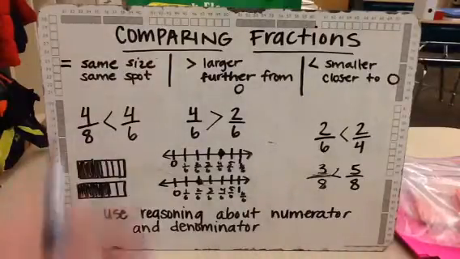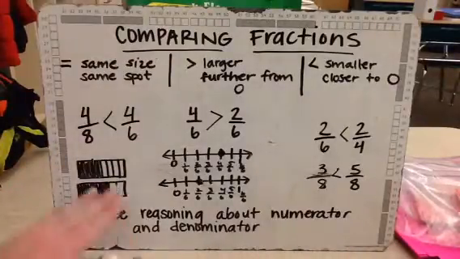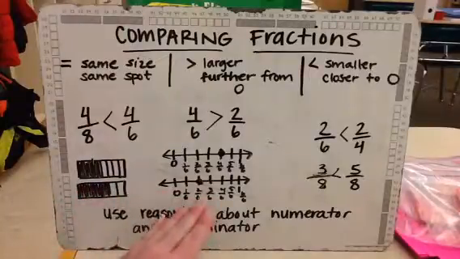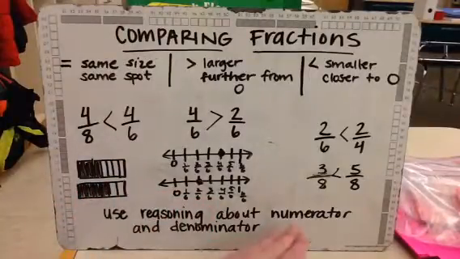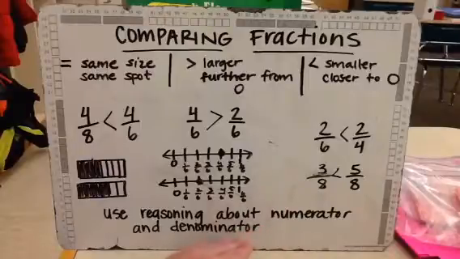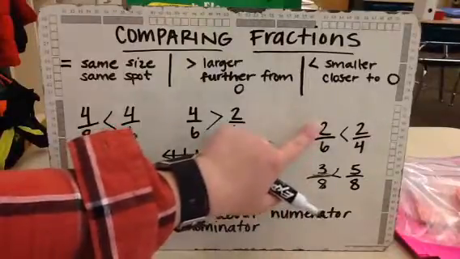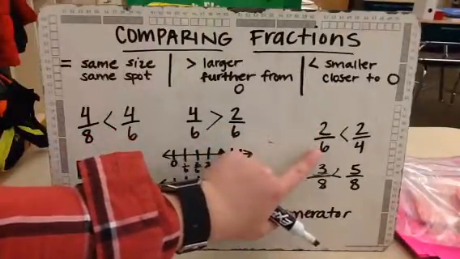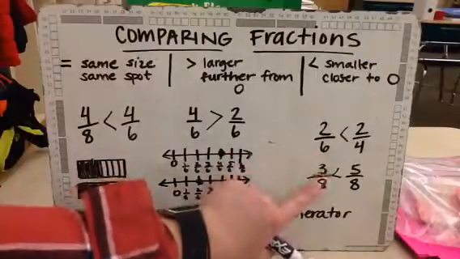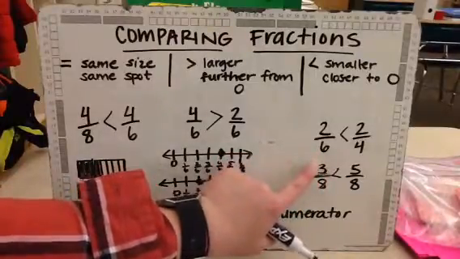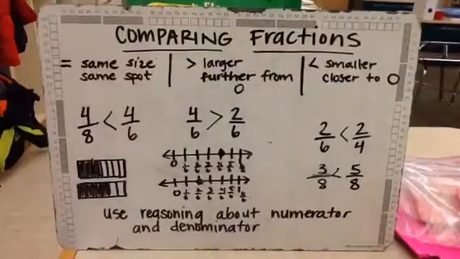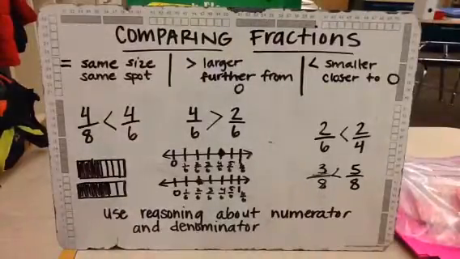So these are 3 strategies we use for comparing fractions. We draw visuals, we use thoughts on the number line, and then we reason with the numerator and denominator. For numerator and denominator, if the numerators are the same, I need to think about the denominator. And if the denominators are the same, then I need to think more closely about the numerator. All right, so use those 3 strategies when you are comparing fractions.